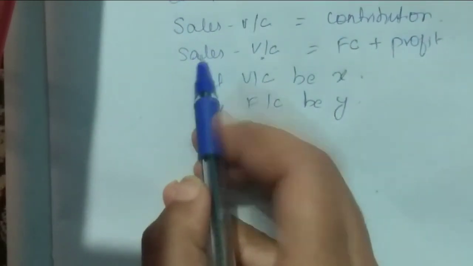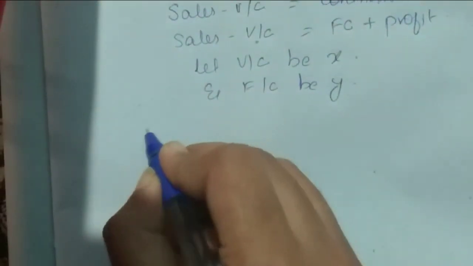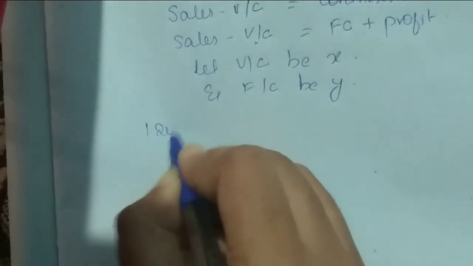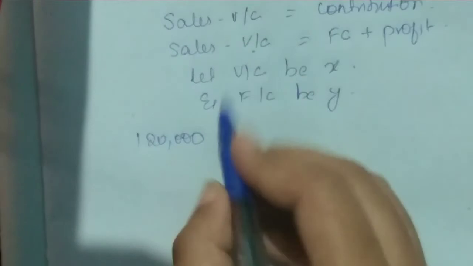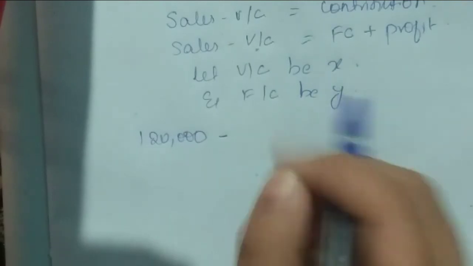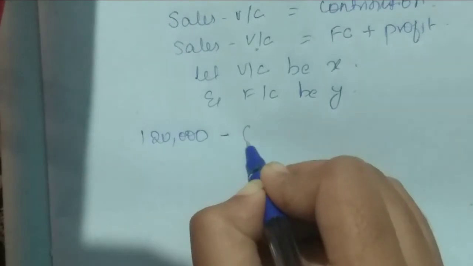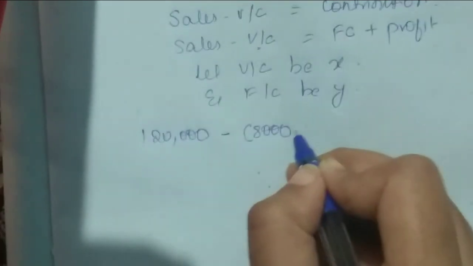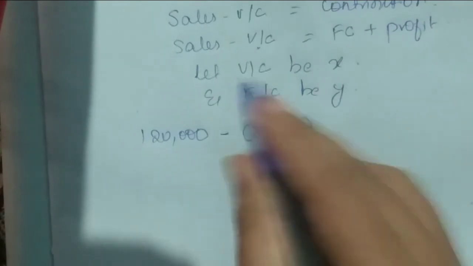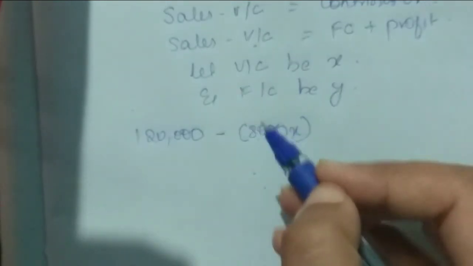First is sales. In the first case, you can see here, 8,000 into 15, that is 1,20,000 sales, minus variable cost. So what is variable cost? X per unit. Variable cost per unit is x, that varies with our units. Our units is 8,000 units. So 8,000 into x will be our variable cost. Why are we multiplying by 8,000? Because variable cost varies on the basis of production.